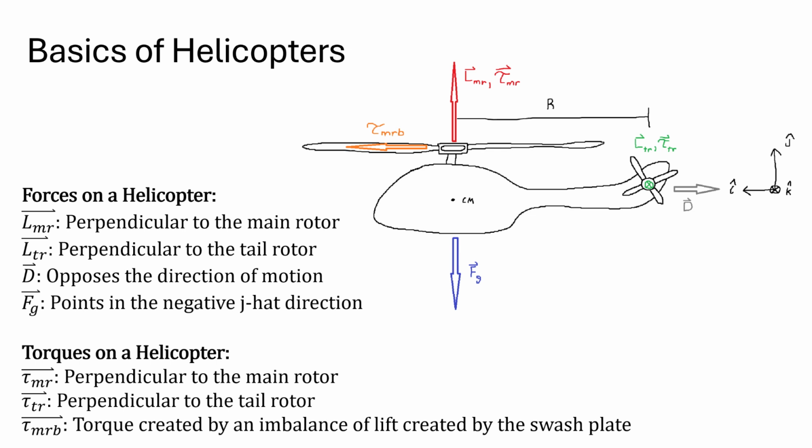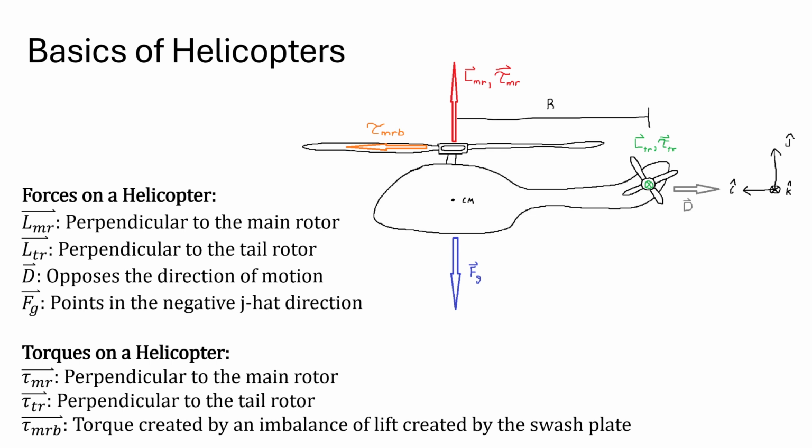So the primary thing we want to do with a helicopter is move it upwards, and that is accomplished through the lift force, which is generated by the main rotor, and that will point perpendicular to the main rotor. In this diagram, it's in the positive j-hat direction. That is opposing the force of gravity, which in our diagram is pointing in the negative j-hat direction. So we need that lift to equal or be greater than the force of gravity. In our case, we want to hover, so we want them to be equal. We'll get into that in more detail once we cover the actual dynamics.